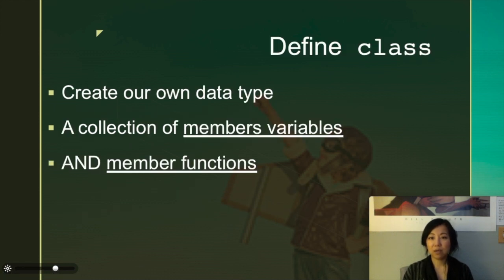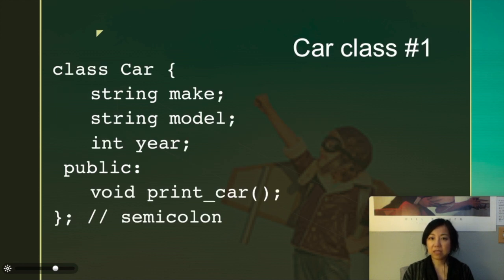So we will implement something called classes. We would, like struct, create our own data type. But besides the member variables, a class can also have member functions. This is our first car class implementation in this module. Why is it number one? Because there are many of them that will demonstrate different concepts in the class.